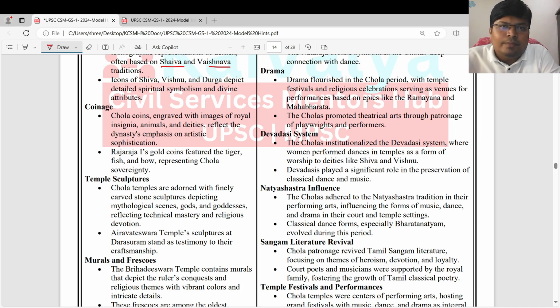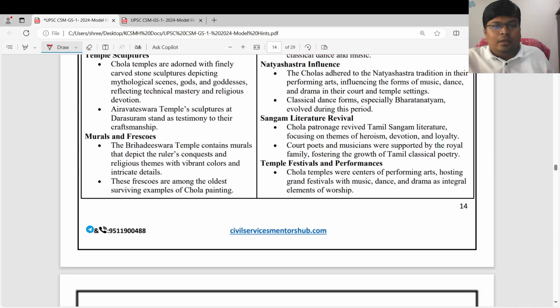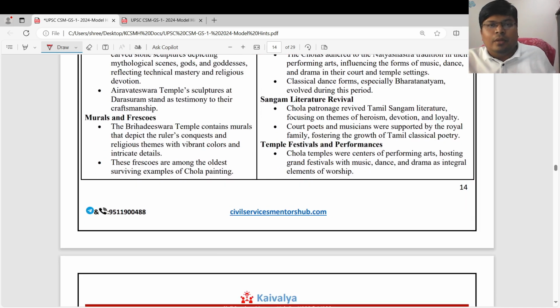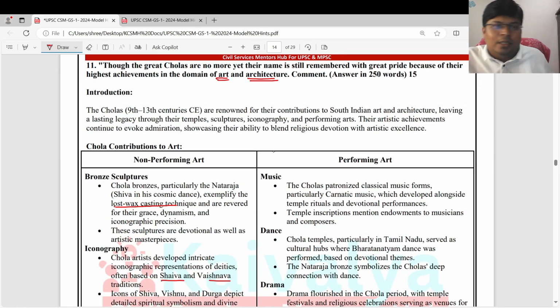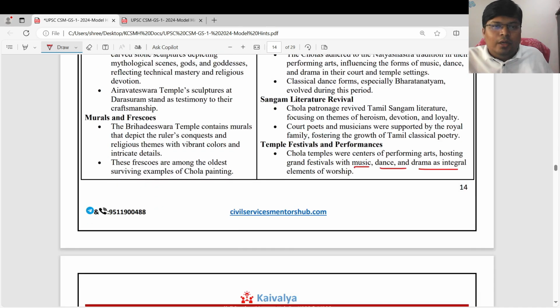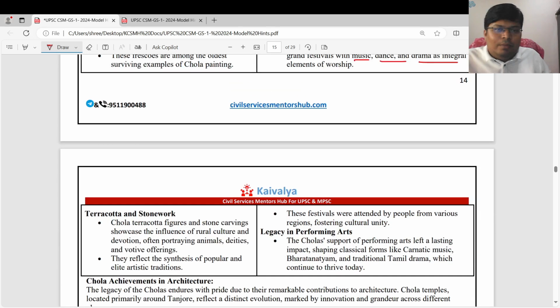The Devadasi system: you can say that earlier it was a pious thing, and the Devadasi system contributed to the development of Bharatanatyam. So you can link it with Natya Shastra influence. Then Sangam literature was revived, and more literature was written in the Tamil language. Temple festivals and their performances are related to music, dance, and drama. You need to create unique points from your syllabus, and if you are able to include this diversity in your answer, then obviously you will get maximum marks.